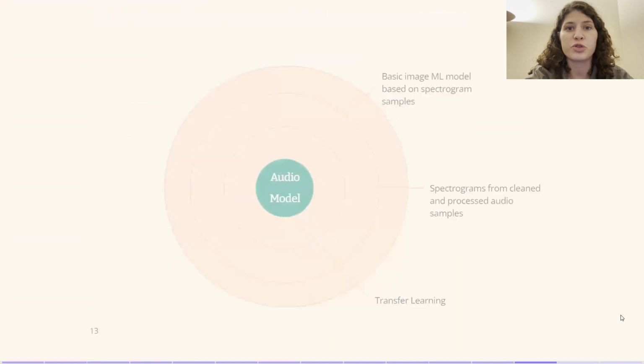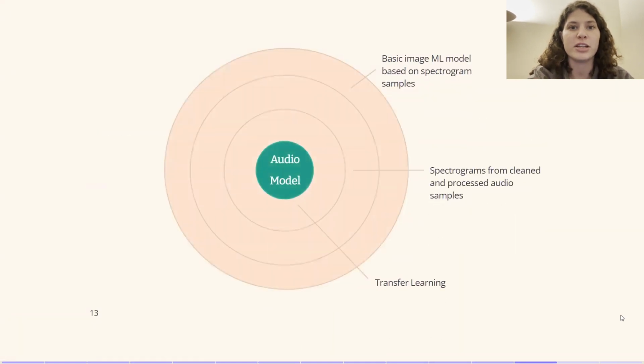So we started with training on all images, then continued on training just on the sound, then cleaned up the sound and trained on that, and then ultimately we also used transfer learning. However, our final model is the one we trained on the audio, due to the fact that the transfer learning model took too much to process.